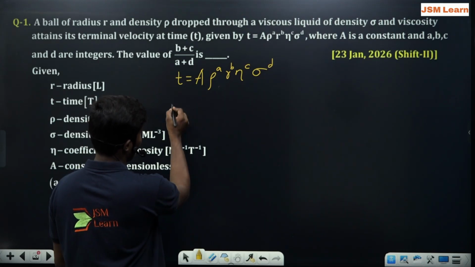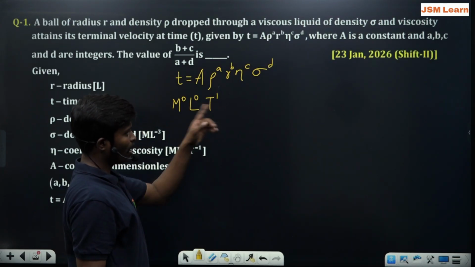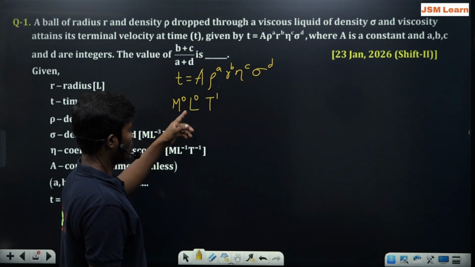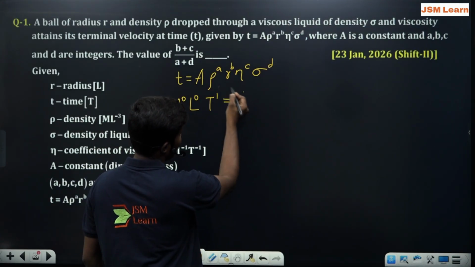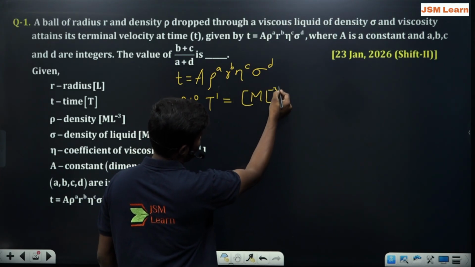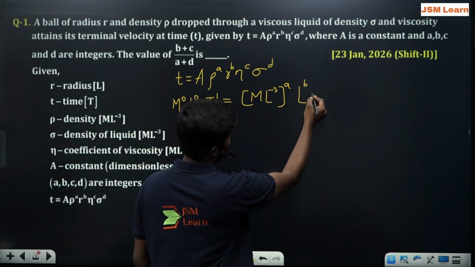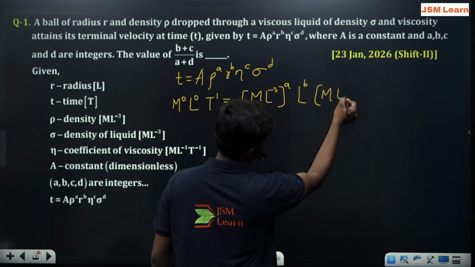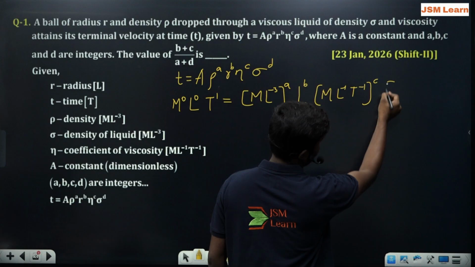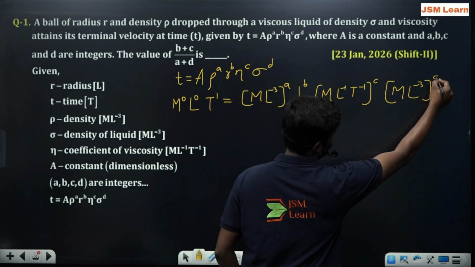So for that, I am writing in the LHS M^0 L^0 T^1, because in the RHS I will get mass and length dimensions. So to compare the coefficients, I am writing in the LHS also, which is equal to: A is dimensionless, so I am not writing it here, and rho is [M L^-3] all to the power a, and L to the power b, because r is radius, and eta [M L^-1 T^-1] all to the power c, and lastly sigma [M L^-3] all to the power d.